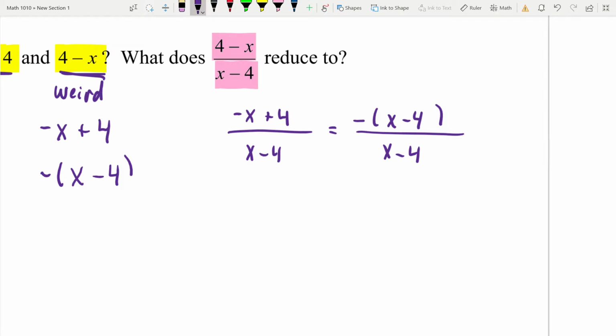Someone tell me what I'm going to do next. Cancel the x minus 4. Sure. I have exactly an x minus 4 on the top and exactly an x minus 4 on the bottom. Those cancel. So what's it equal to? Can you tell me? Negative 1. That's exactly right. That's exactly right.